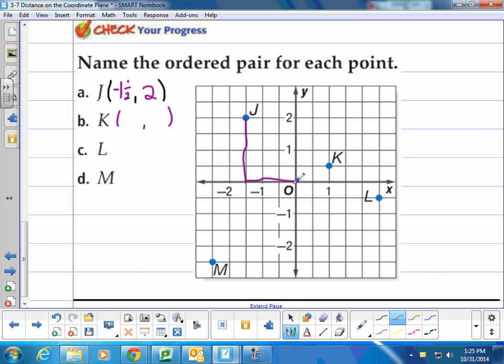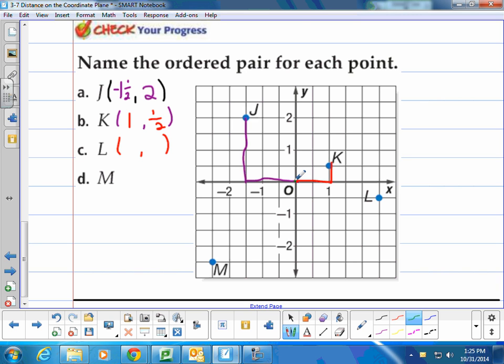And I'm going to start at the origin again. And I see that I go over 1, because this is 1/2, and then up 1/2. So to the right, I went 1. It's positive because I went to the right. And up and down my y-axis, I went up 1/2 of the way to 1. Ordered pair for point L.